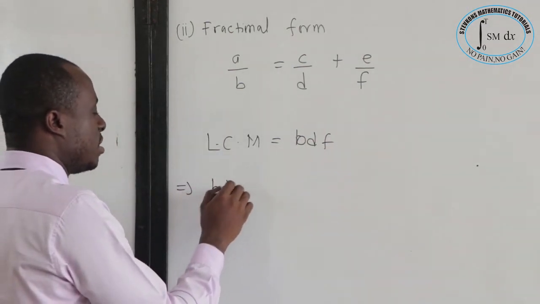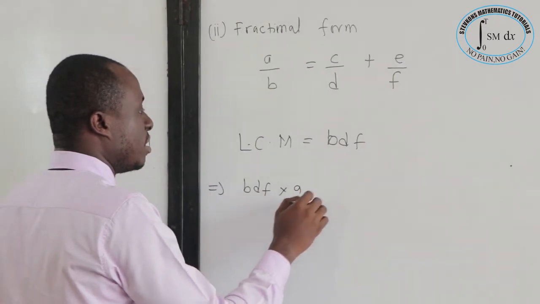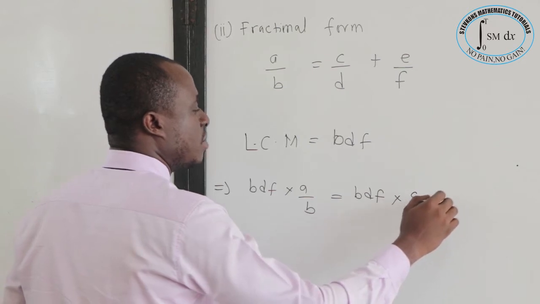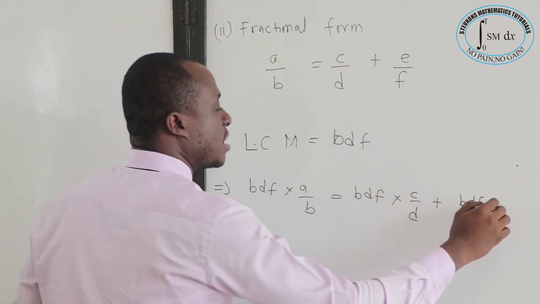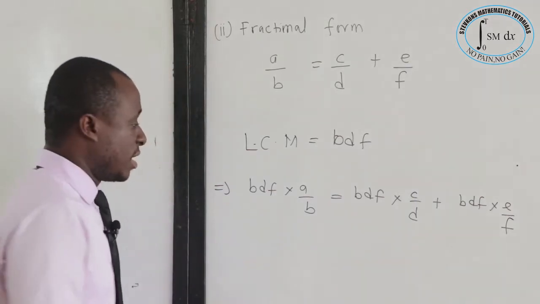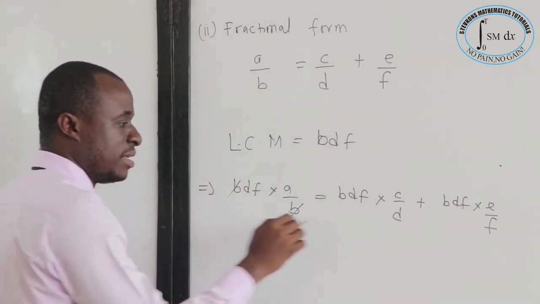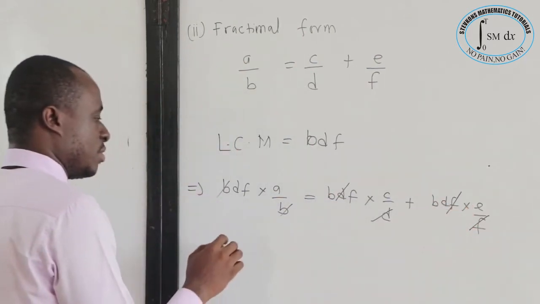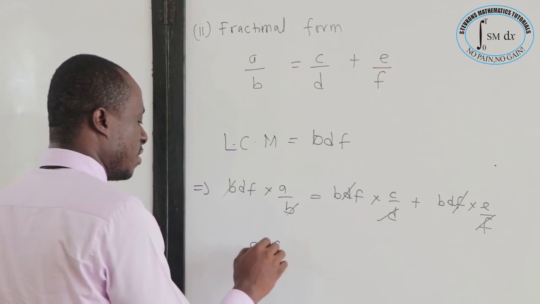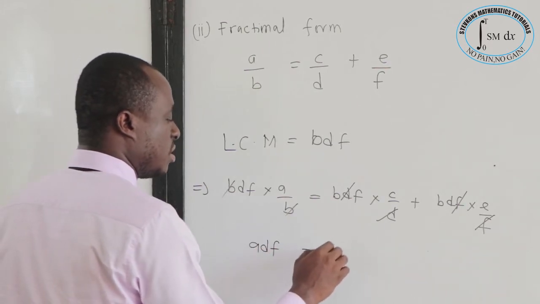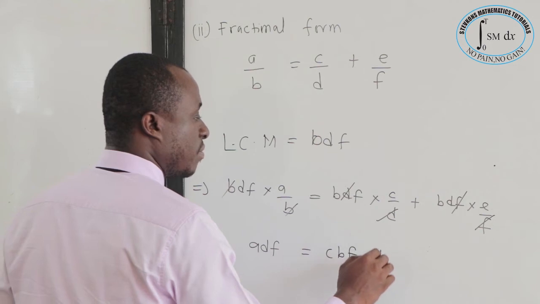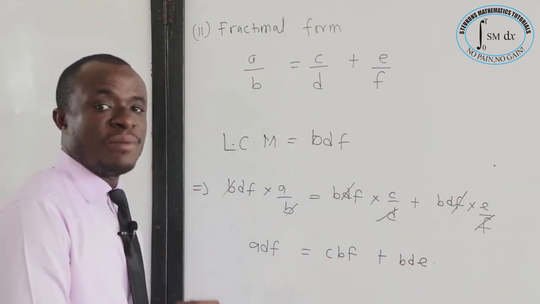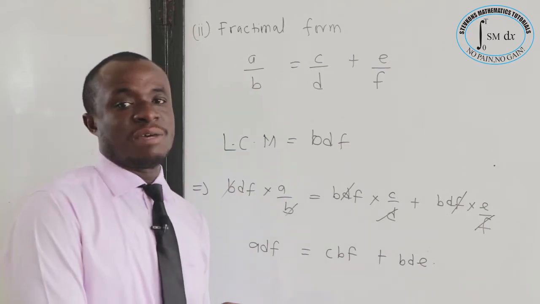So you have b, d, f times a over b equal to b, d, f times c over d plus b, d, f times e over f. Clearly, this b is cancelling out that b, this d is cancelling out this d, f is cancelling out f. So we have a d f equal to c b f plus b d e. And from here, we can make any variable we want the subject.